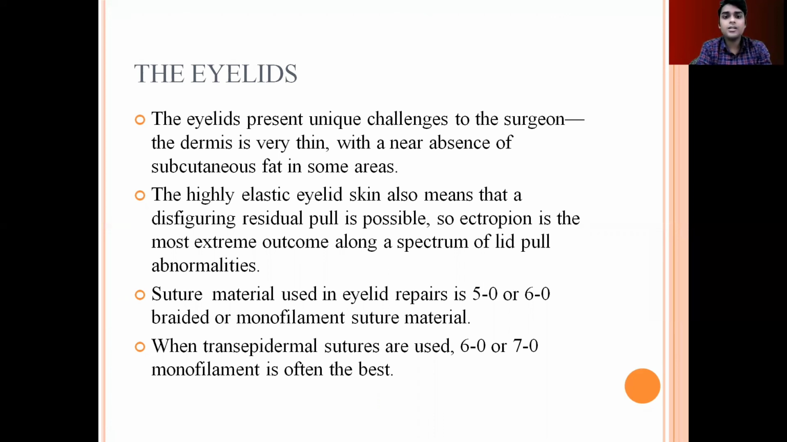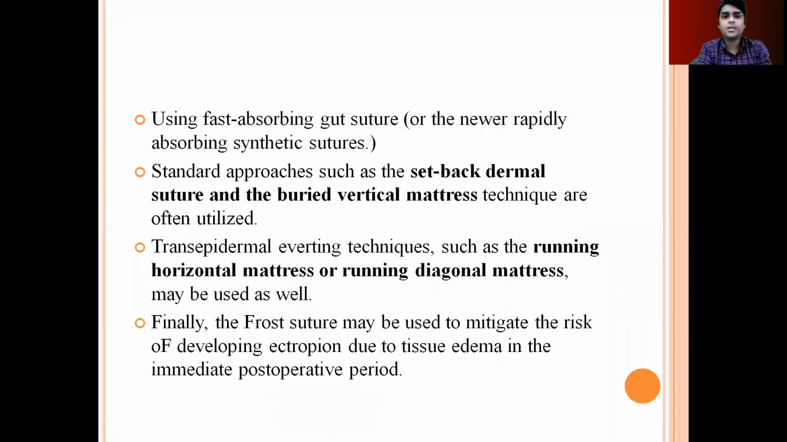Suture material used in eyelid repair is 5-0 or 6-0 braided or monofilament suture material. When transepidermal sutures are used, 6-0 or 7-0 monofilament is often the best. Using fast absorbing gut suture or the newer rapidly absorbing synthetic sutures, we can close this eyelid region. Standard approaches include the setback dermal suture and the buried vertical mattress technique. Transepidermal everting techniques, such as the running horizontal mattress or running diagonal mattress, may be used.